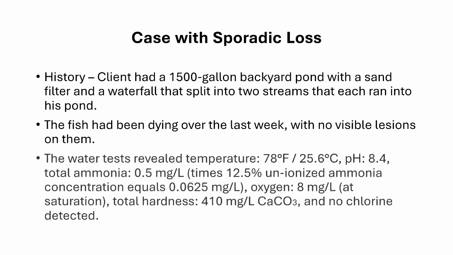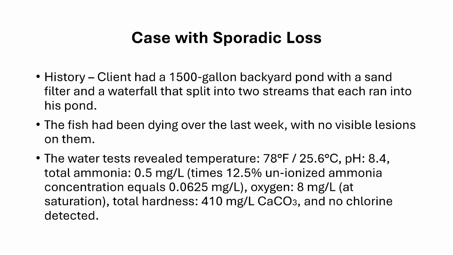The water tests revealed a temperature of 78 degrees. Well, that's okay. pH 8.4, that's okay. Total ammonia 0.5. Now, total ammonia, you really want that to be 0, and 0.5 sounds like it's low, and a lot of test kits will tell you 0.25 or 0.5 is safe or stress, but not harmful. But you have to realize that ammonia toxicity increases with temperature and pH. So here we have a fairly high temperature at 78 degrees Fahrenheit, 25 Celsius, and a very high pH, 8.4.